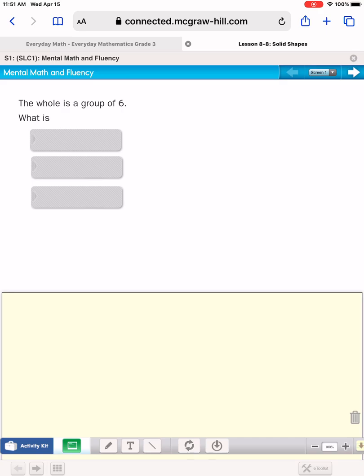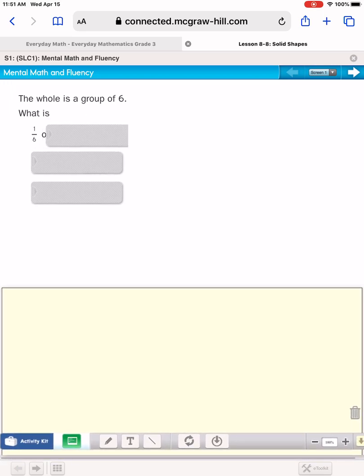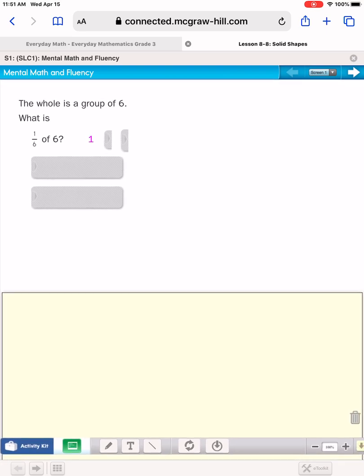So on the piece of paper that you have, or hit pause and grab a piece of paper, go ahead and write down how many this fraction of 6 would be. If the whole group is 6, what is 1/6 of the group? It would be 1. So same thing, if the whole is 6, how many would 3/6 be? 3/6 of 6 would be 3. And if the whole group is 6, how many would 5/6 be? 5/6 would be 5 of the whole 6.